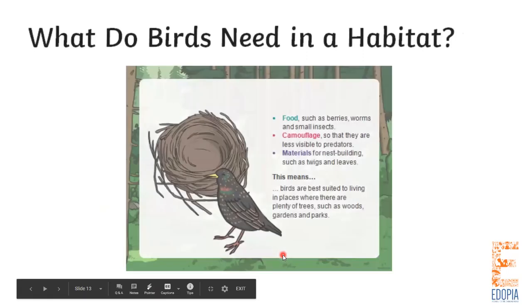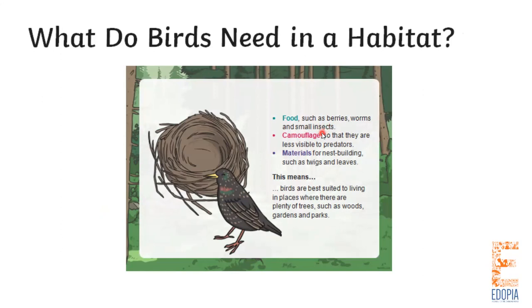So next, what do birds need in their habitat? They also need food such as berries, worms, and small insects. They also need to camouflage, as in hide, so that they're less visible from the predators, as in hide in the trees. They also need materials for nest building, since that's their primary house. Example, twigs and leaves. This means that birds are best suited to live in places that have plenty of trees, such as woods or forests, or gardens and parks.